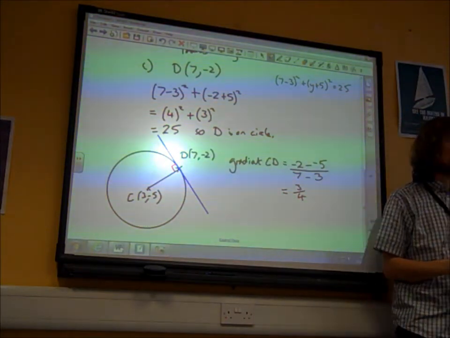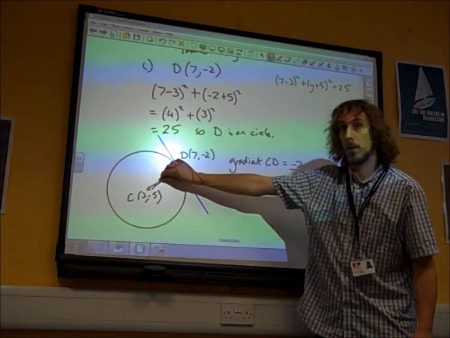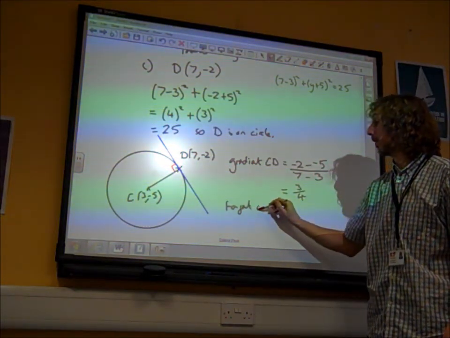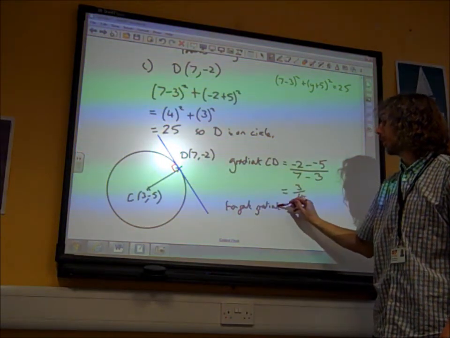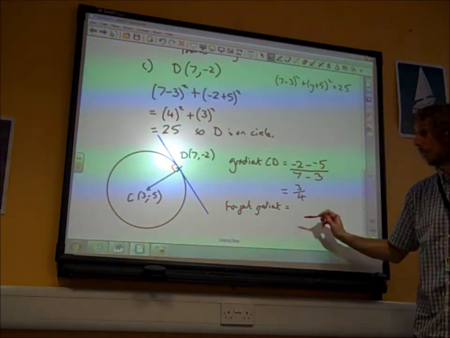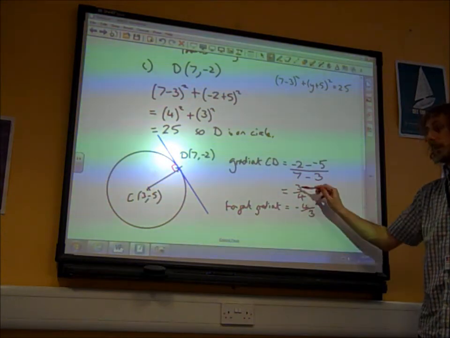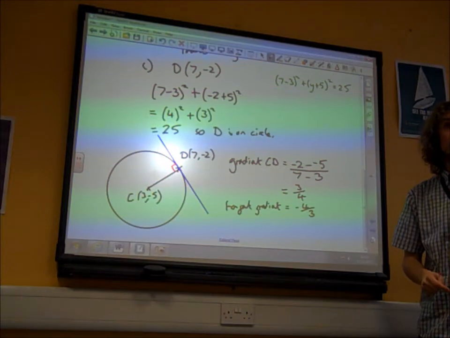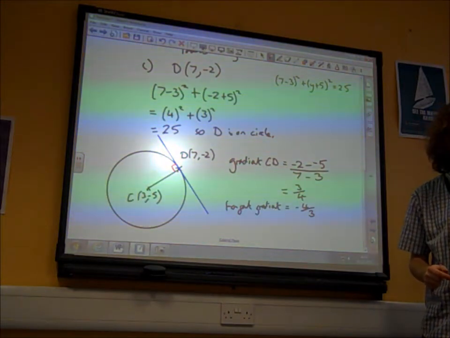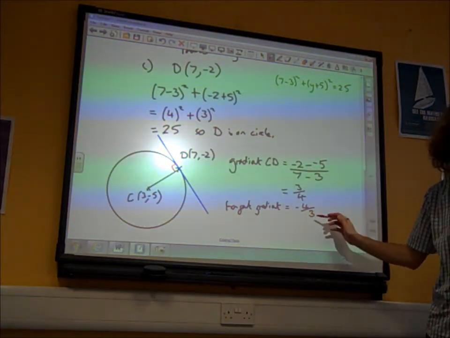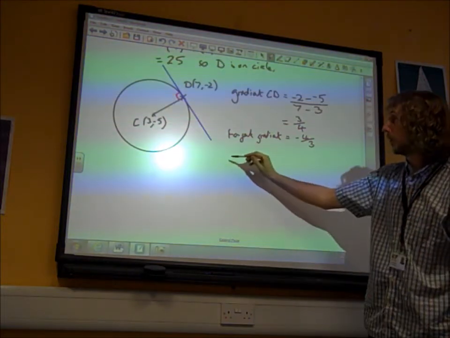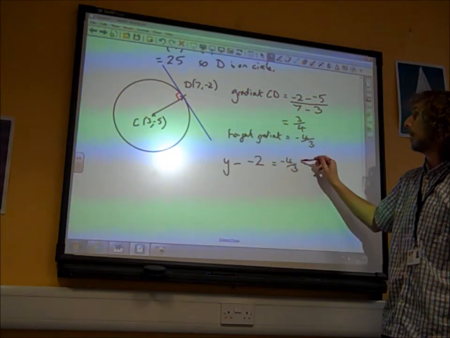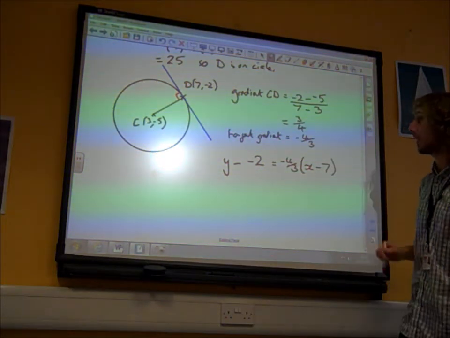So we're interested in the perpendicular gradient, because that's that one. So we want the tangent gradient to be the negative reciprocal of that, so minus 4/3. Turn the fraction upside down and change the sign. And now we can put it into our formula for a straight line. It goes through D, it has a gradient of minus 4/3, so it's y minus y1 is m times x minus x1.